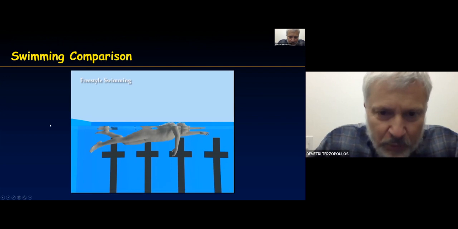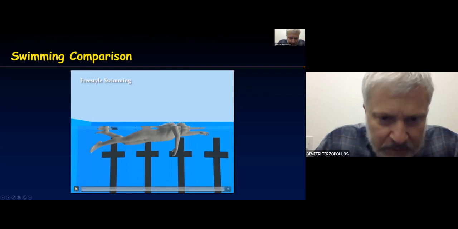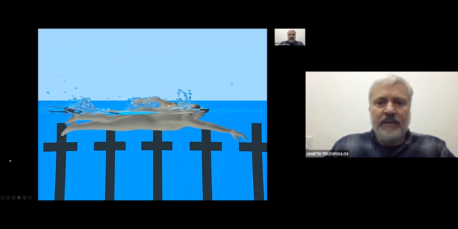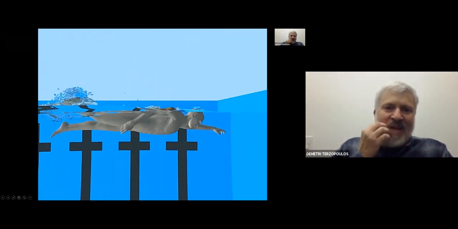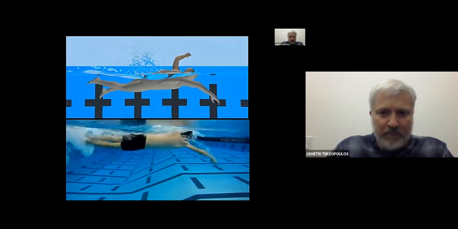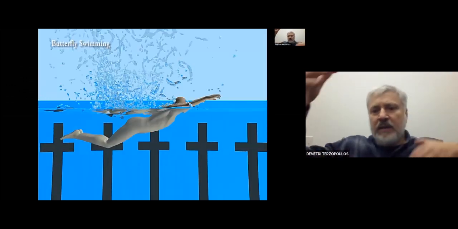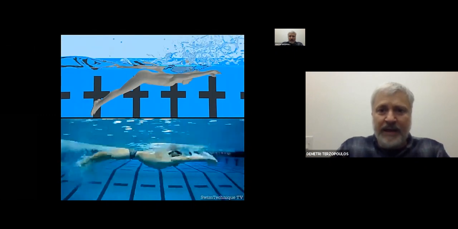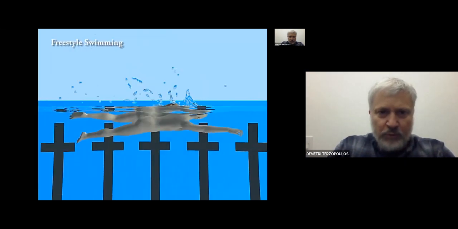To show you more simulations of this swimmer. Okay, so here's a freestyle swimming. You can compare this against a real swimmer, and the frequency of the motions is timed to the real footage here, so it looks as similar as possible. That's butterfly stroke. So the model is capable of producing multiple strokes.